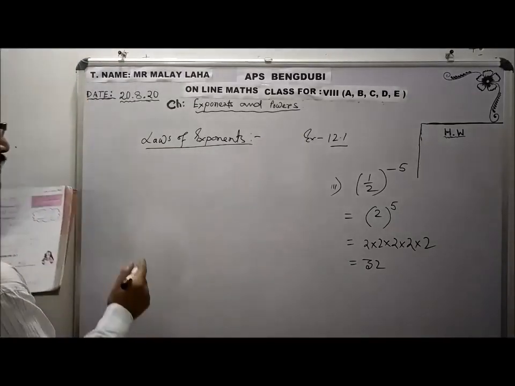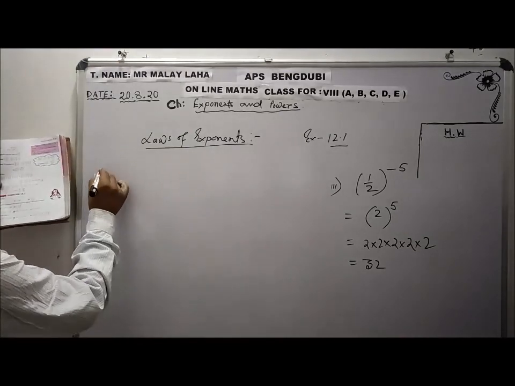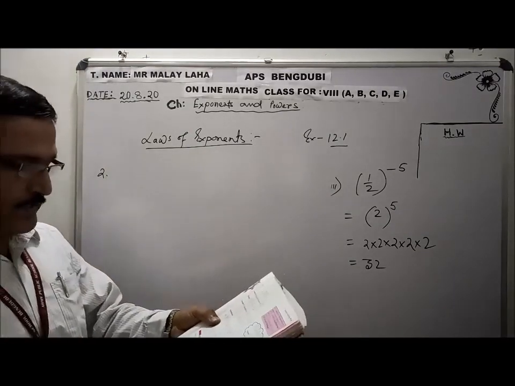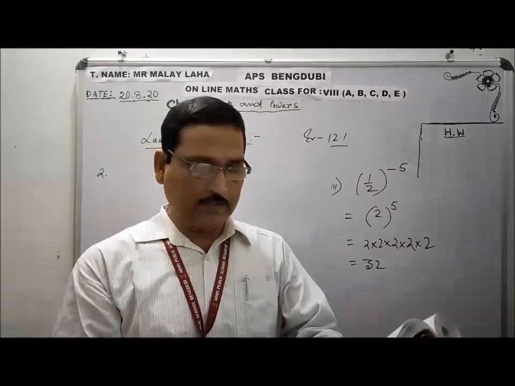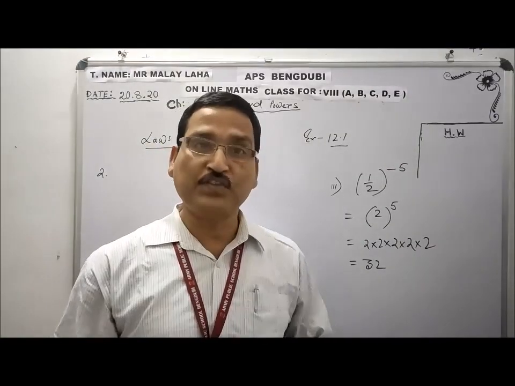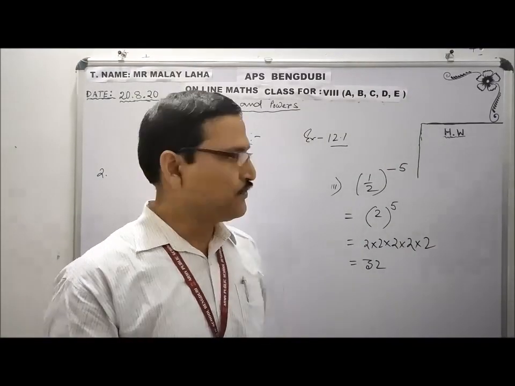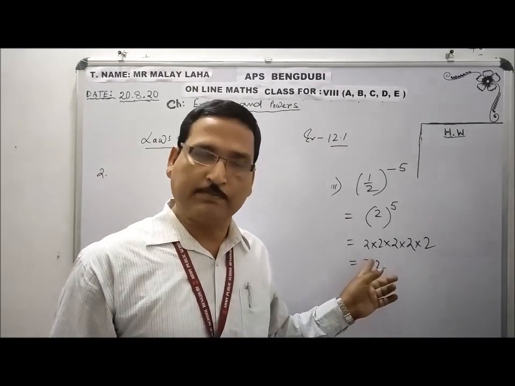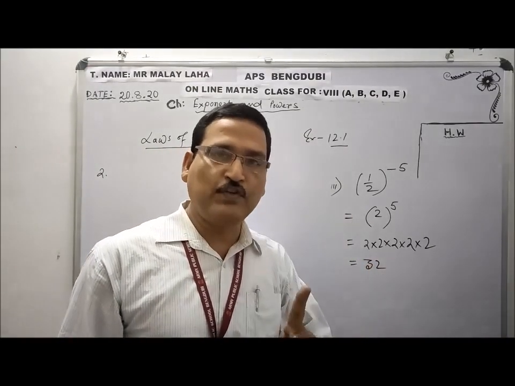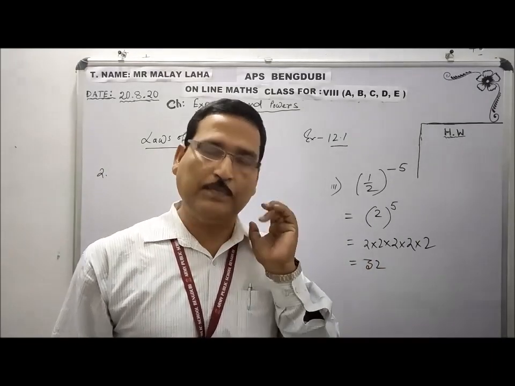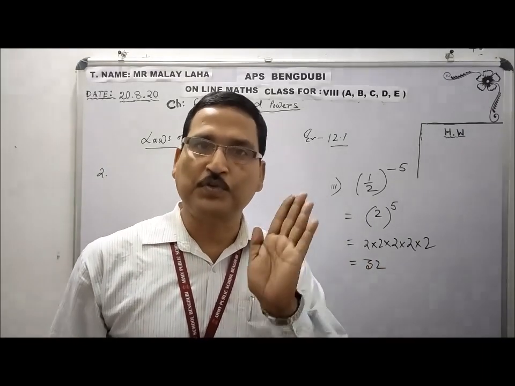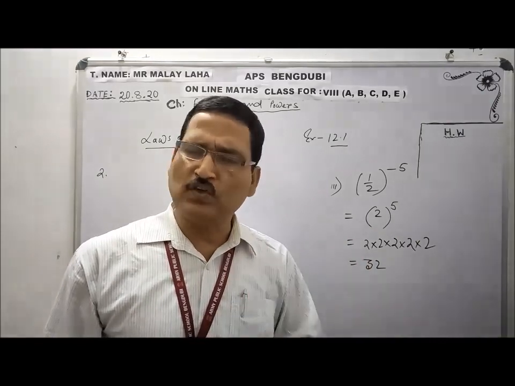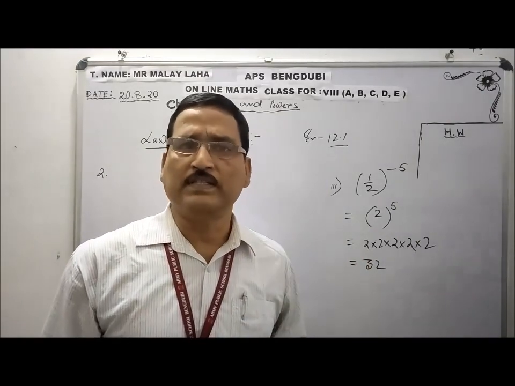Now, next one, question number 2. Instruction: simplify and express the result in power notation with positive exponent. No need to find the result in number. You have to show the result in exponential form, and that exponent should be positive. If it is coming negative, then you have to show it in positive form, and if it is already positive, no need to express it in another form.